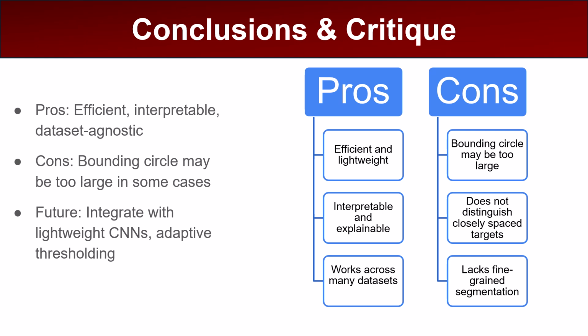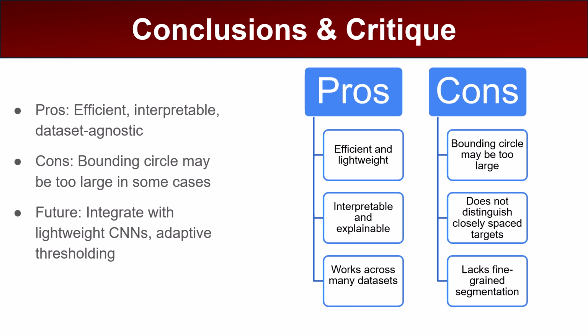However, like any system, it's not without its limitations. The bounding circle it produces can sometimes be too large, particularly when the target has irregular shape or when precise boundaries are clinically important. It also struggles with closely spaced targets, which may get grouped into a single region. And because it doesn't perform pixel-level segmentation, it lacks the granular accuracy that more advanced deep learning models might offer.